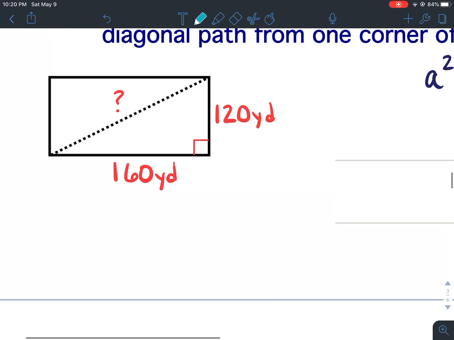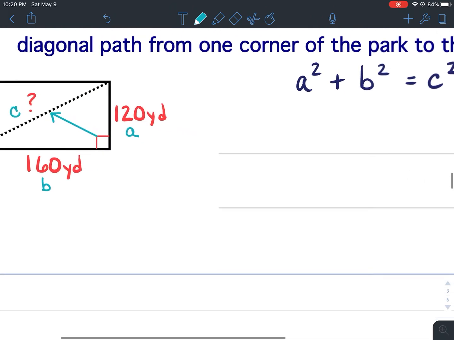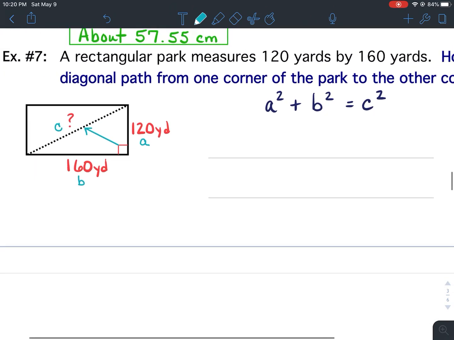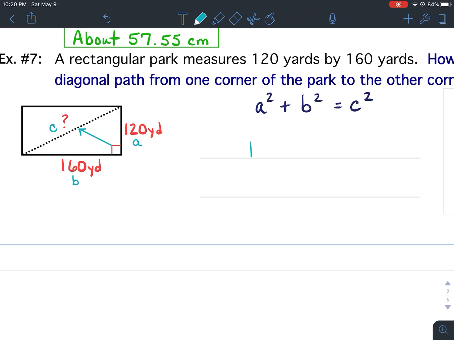So, if we take a look at this a little closer, remember the right angle points to the hypotenuse. So this would be C. I'm going to just take the smaller measurement and call that A, the longer measurement and call it B. Now I'm going to plug in what I know. So A is 120, so we have 120 squared plus B, which is 160 squared. And then C is what we're finding, so C squared.